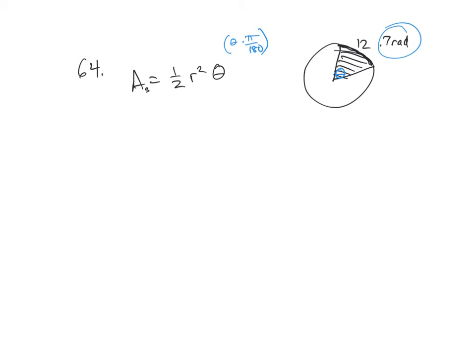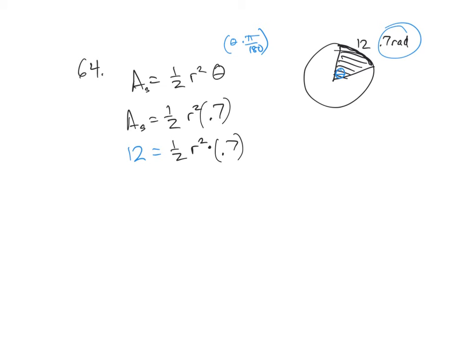So the area of this sector is 1/2 the radius squared, which we do not have, okay? And theta is 0.7 radians. The area they did give us is 12. So let me rewrite this. 12 equals 1/2 the radius squared times 0.7 radians. Okay, so now we have everything in the right position.